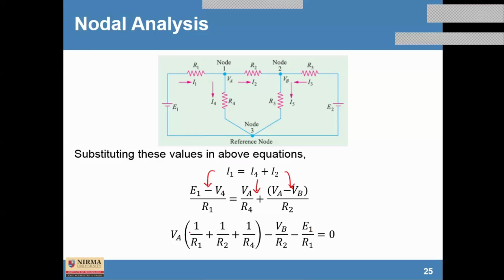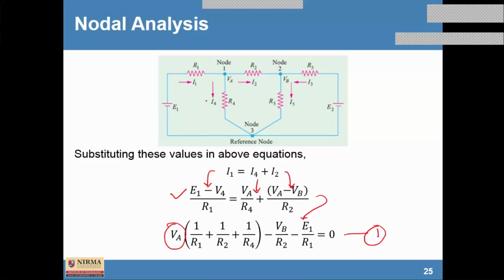Fine. Okay, so here with the help of this equation we can take VA as common from these equations, and we can write 1 upon R1 plus 1 upon R2 plus 1 upon R4 minus VB upon R2 minus E1 upon R1 is equal to 0. So this is expression number 1. Fine. So after solving this, we can get this equation. Okay, 1 upon R1, 1 upon R2 plus 1 upon R4.